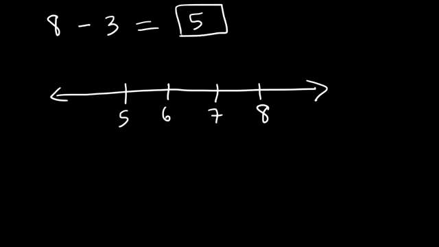Now let's focus on subtracting integers. What is 8 minus 3? So if you're subtracting, you need to travel towards the left. Let's start with the first number, 8. And we're going to travel 3 spaces to the left. This is 7, 6, 5. So 8 minus 3 is positive 5. And it's just that simple.